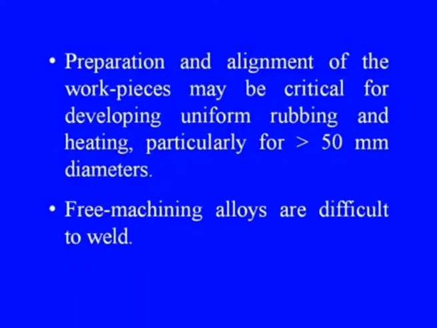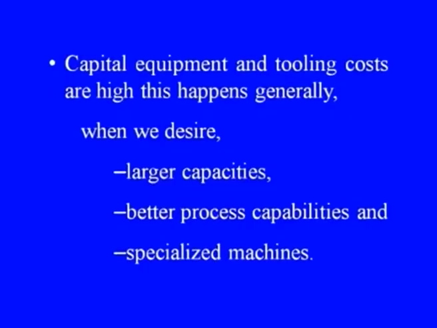Preparation and alignment of the workpieces may be critical for developing uniform rubbing and heating, particularly for pieces having diameter more than 50 millimeters. Free machining alloys are difficult to weld by this process. Capital equipment and tooling costs are high. This happens generally if we desire large capacities and then better process capabilities and specialized machines.